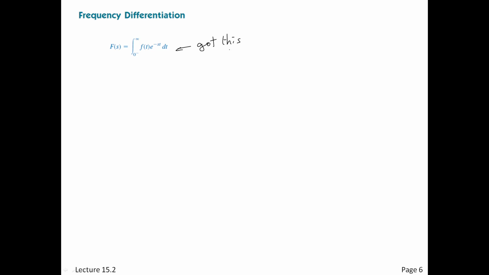Okay. What we want to do is take the differential of this with respect to s, the frequency variable, right? In other words, we want dF(s)/ds. That's the integral between 0 and infinity of f of t times minus t e to the minus st dt.